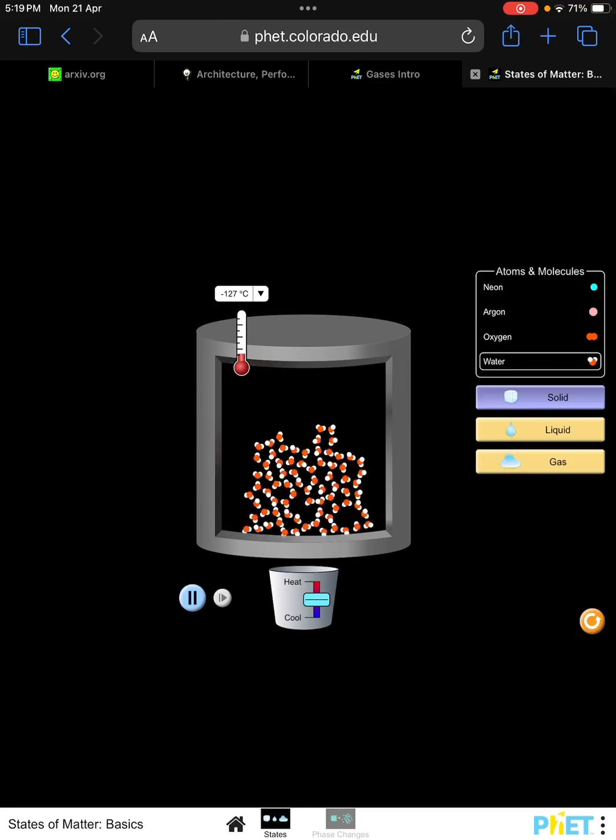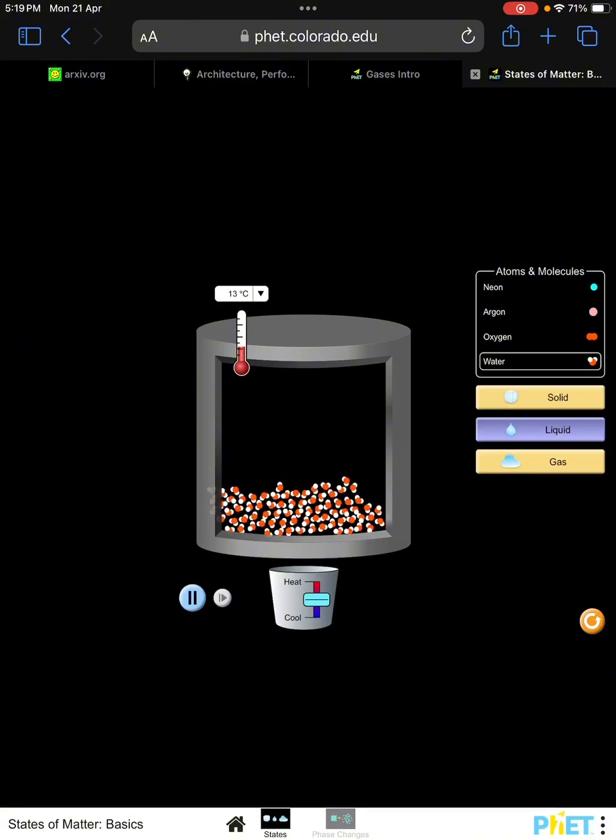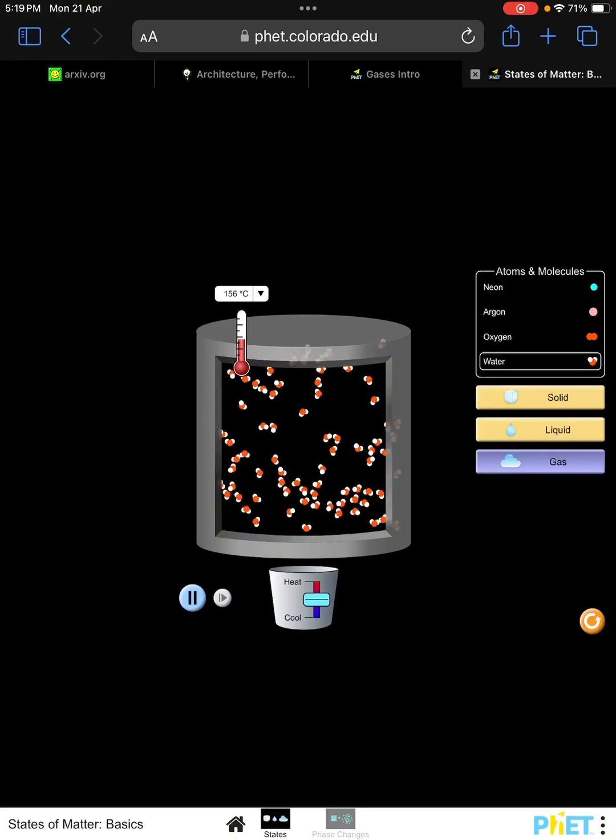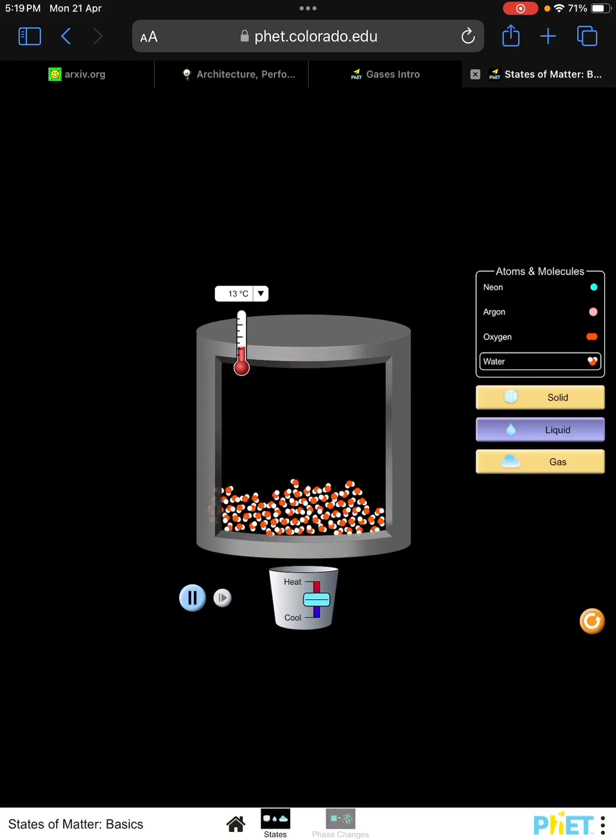So here is a solid. You have tightly packed molecules close together and they vibrate. In a liquid, they still vibrate, but they have a larger range of motion, and the whole thing is bound, meaning that no molecules escape from the rest of the molecules. But in gases, they do escape. So let's start with a liquid and heat this up, okay? So it's 13 degrees Celsius, and we know that water boils at 100 degrees Celsius. So let's boil it up.